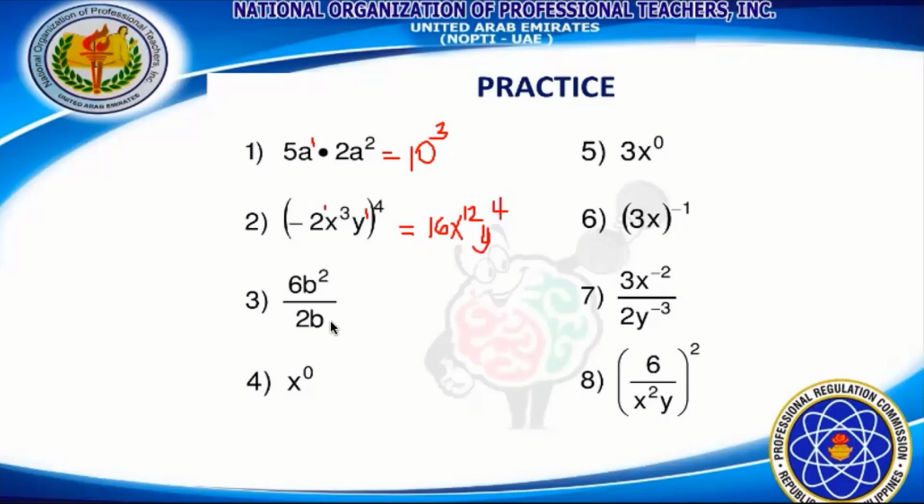Ito naman, division. Anong sabi pag division? Subtract the exponent. Pag division na, subtract the exponent. So, ito, automatic may 1. Pero, i-divide mo muna to. 6 divided by 2 is 3. Okay. So, wala na yon. Tapos, b2 minus b1 is b1. So, you can write it as b. So, the answer is 3b. So, automatic, this is 1.